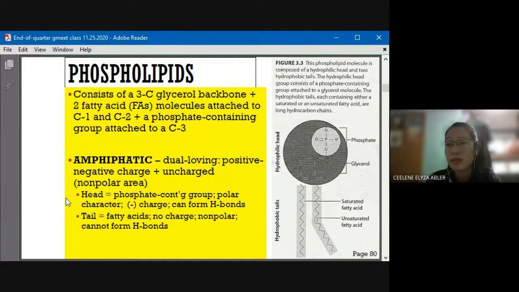Some may ask whether this is osmosis or diffusion, ma'am. Actually, class, you have to understand this first before you understand the term osmosis.